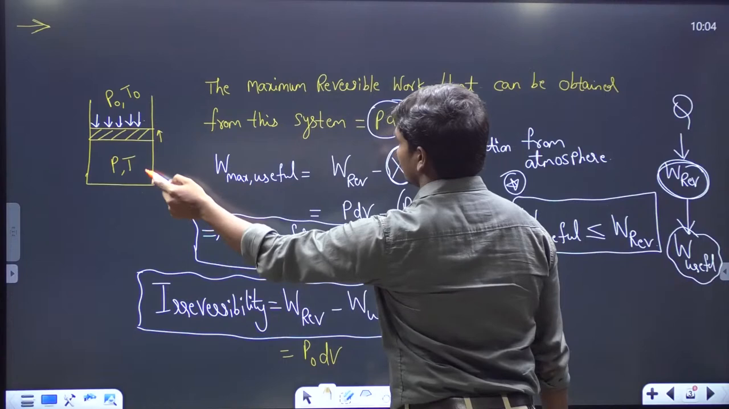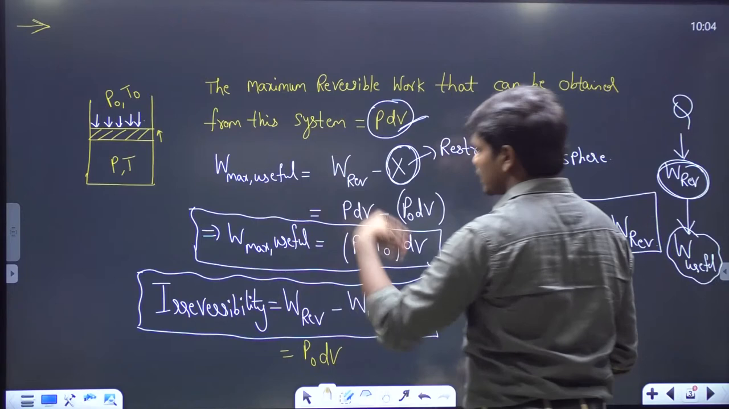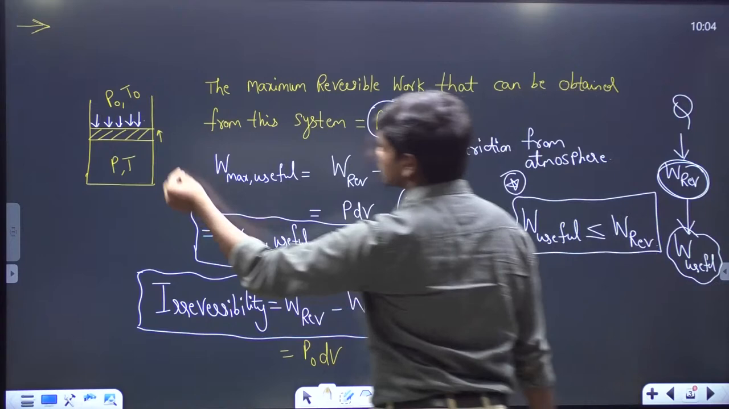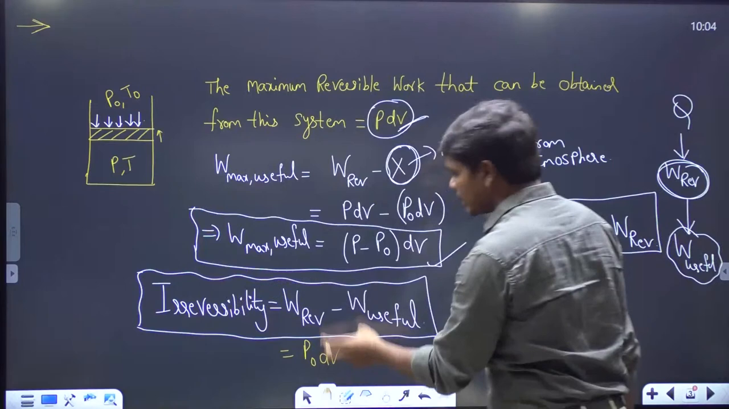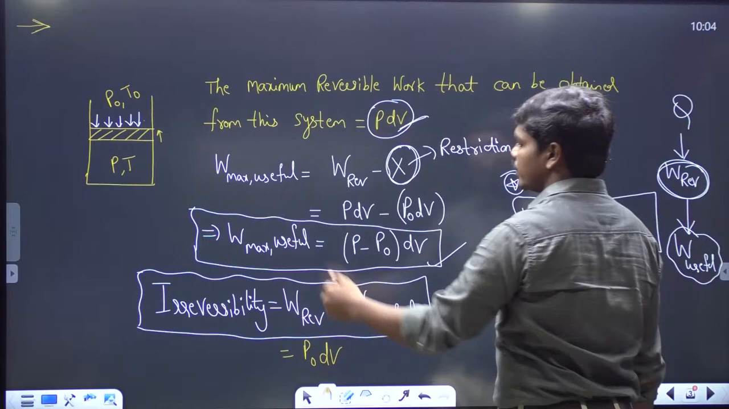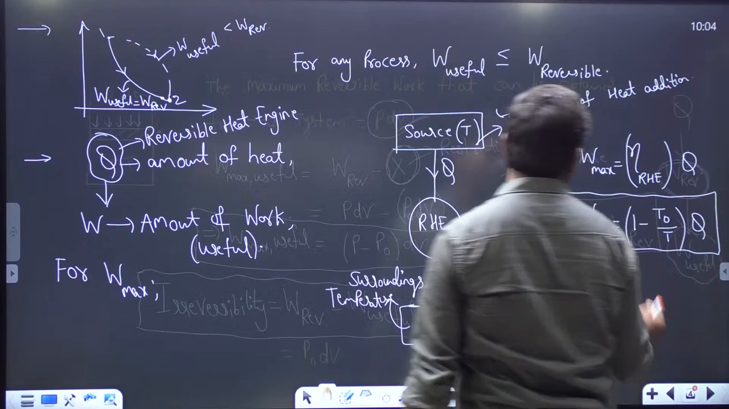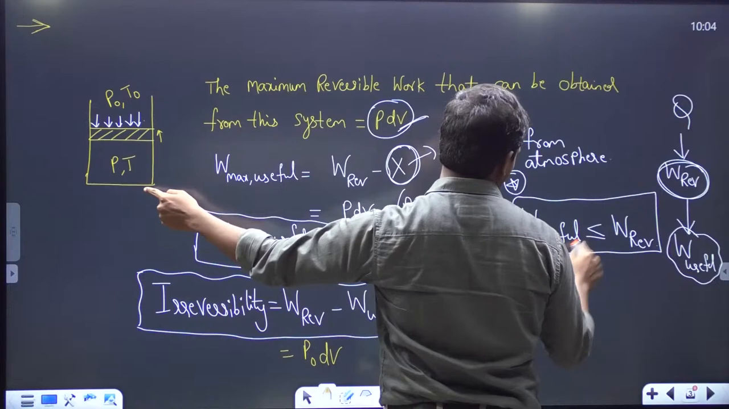We saw this in yesterday's class. In actual cases, we get W irreversible equals W reversible minus W useful, which is P naught dV. This portion P naught dV is irreversibility, because even though the integral of P dV is the complete work that can be utilized by the system, this small amount P naught dV is expelled because of the atmospheric restriction, so we consider it irreversibility. The sum of these two is the actual reversible work. W useful is less than or equal to W reversible, and in this case W useful is less than W reversible, because the reversible work is the integral of P dV.